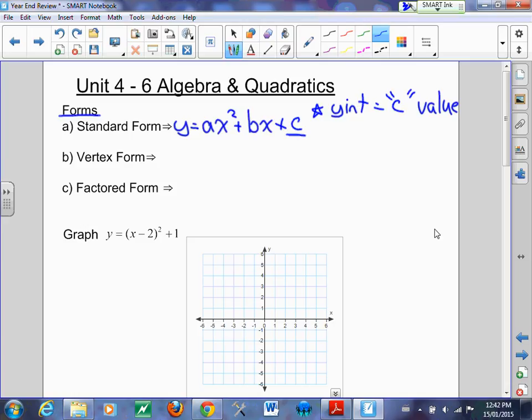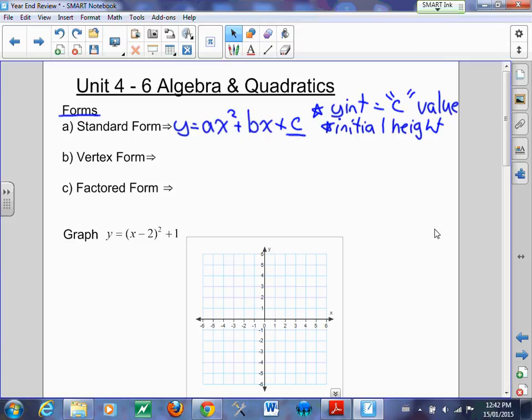Okay, what that does for word problems, folks, is that it gives us the initial height. If it's a rocket problem, or if it's a business model, it gives us the initial startup value. So whatever you start with, your start value.